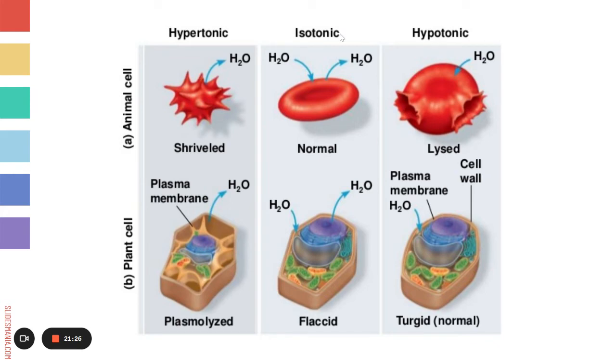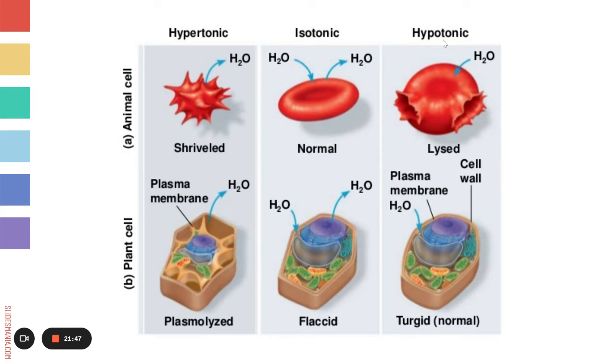Water is going to be both entering and leaving because the solute concentrations are the same on the inside and outside. So animal cells are going to be happiest in this condition where there's no net movement of water. Plant cells are going to be okay. They're going to be a little wilted, but not nearly as bad as this hypertonic environment.